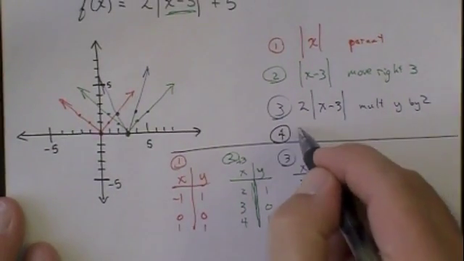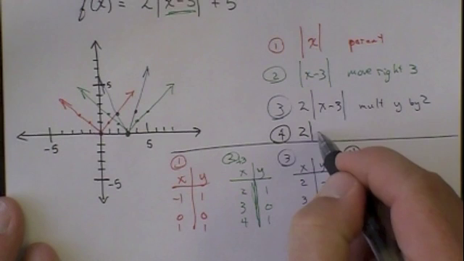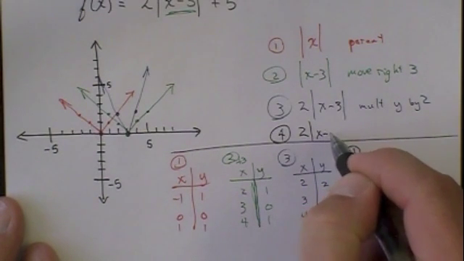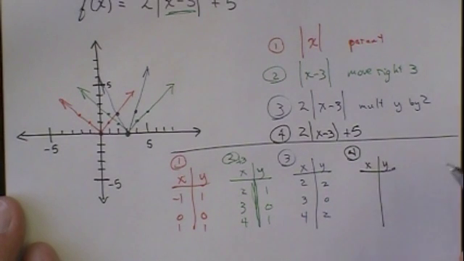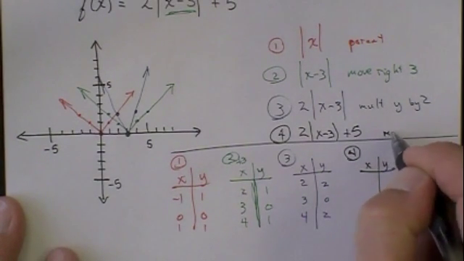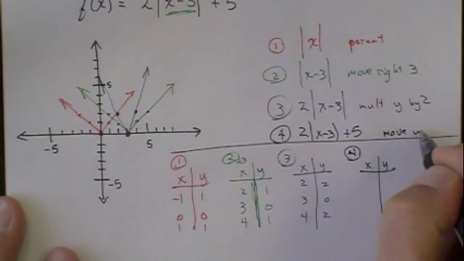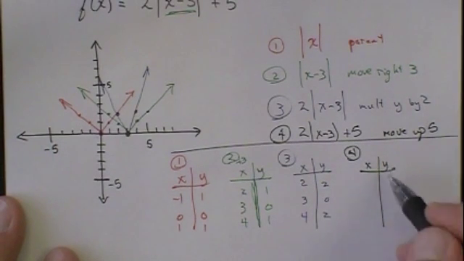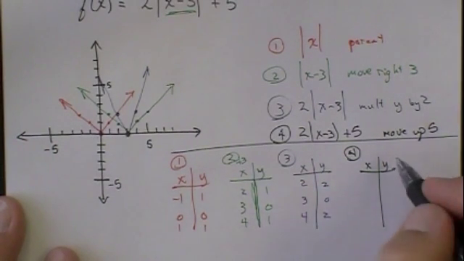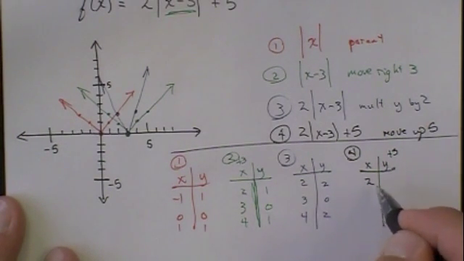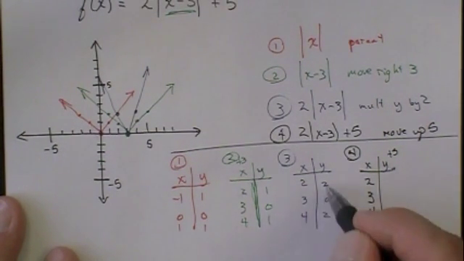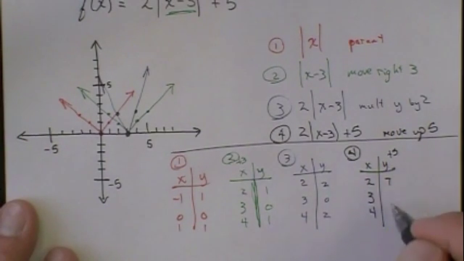Last step now, so we have taken care of 2 times the quantity of the absolute value of x minus 3, and now we have the plus 5, and that's going to move everything up 5 units. And that's going to result in our y values going up 5. So we're adding 5 right here on our y values. X's stay the same, so we're still at 2, 3, and 4. Now we're adding 5 to each of these, so these go to 7, 5, and 7.